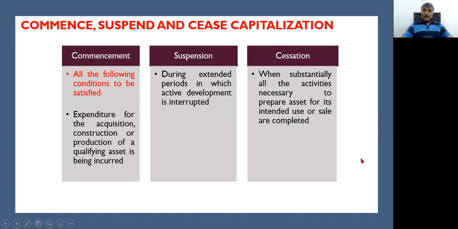Now, when do you cease the capitalization? When substantially all the activities necessary to prepare the asset for its intended use or sale are completed. The standard uses the word substantially. Almost 85% done, 90% done, only some small work is pending. Then you can stop the capitalization.